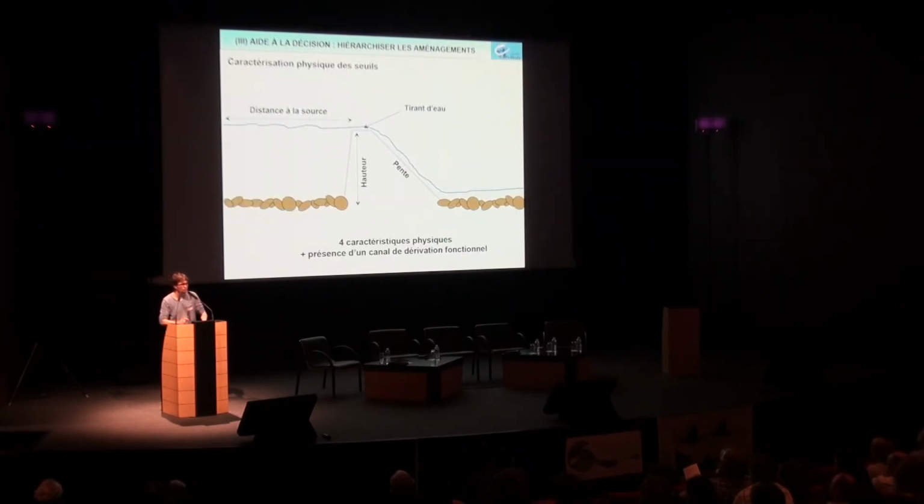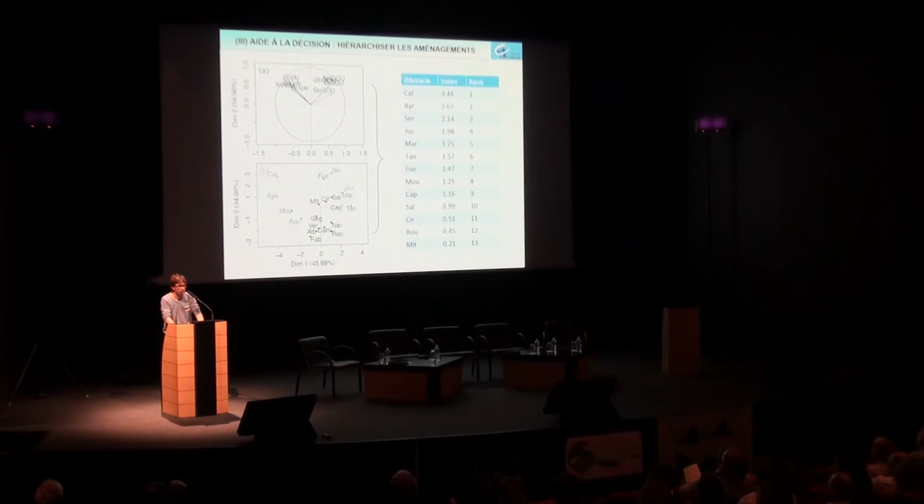So I'm not going to show you all the results, but just with a graph. So we have taken the basic characteristics, height, slope, the fact that we have got fish passes, just to show you the result that we can obtain. Here it is the Vior. The results were as good on other rivers.